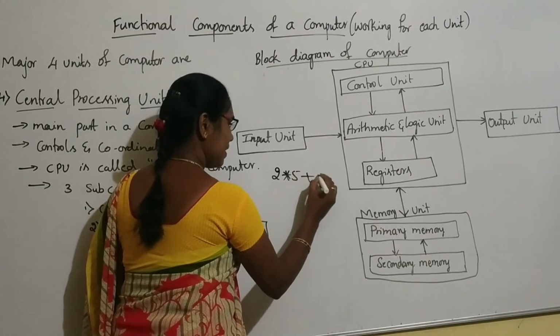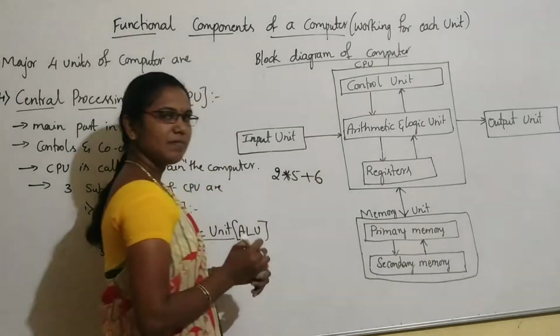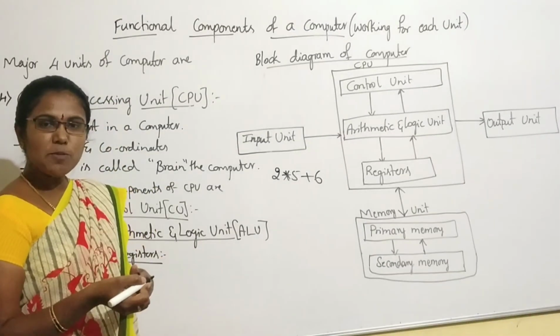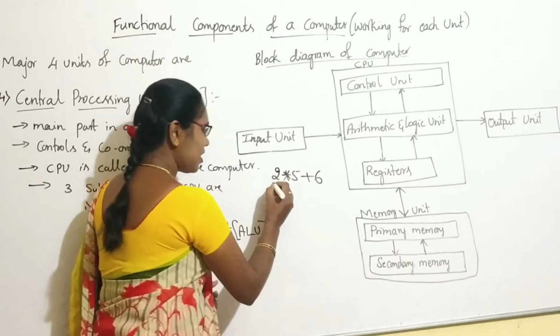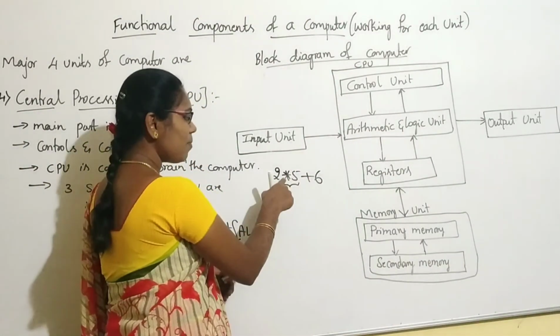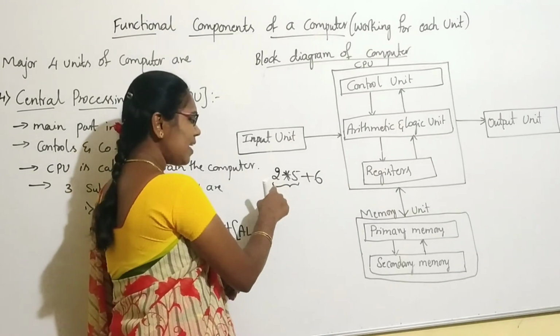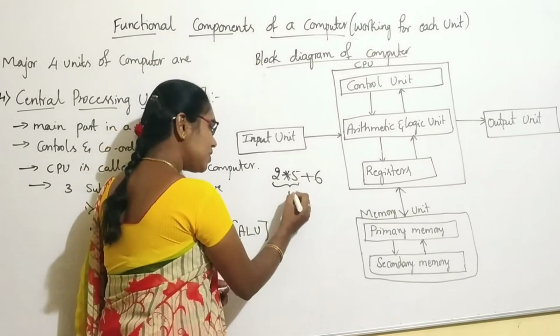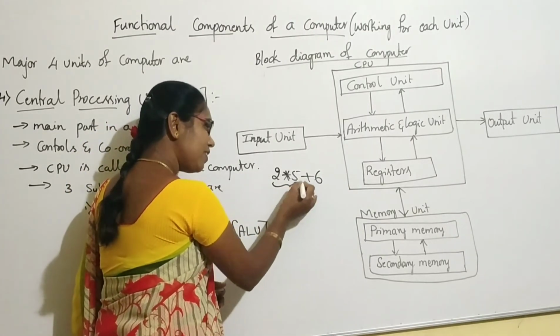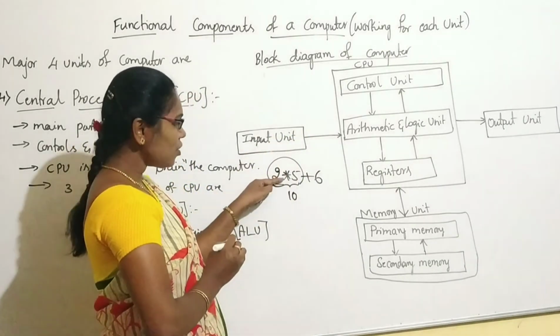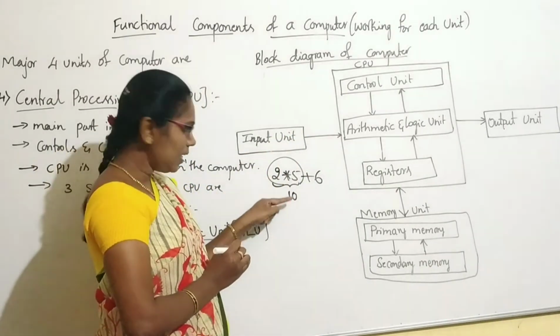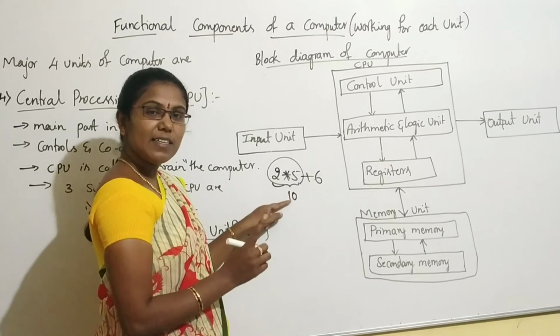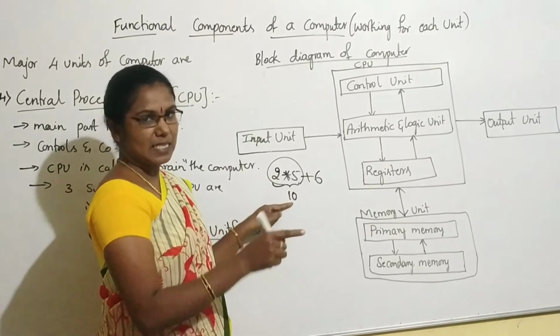into 5 plus 6. So how should the data be processed here? First, it will multiply these two numbers, because here we are passing the multiplication operator. What is the answer of 2 into 5? 10. This is the resultant value of this operation, the result from the multiplication operator. This result is not the final result. We call it the intermediate result.